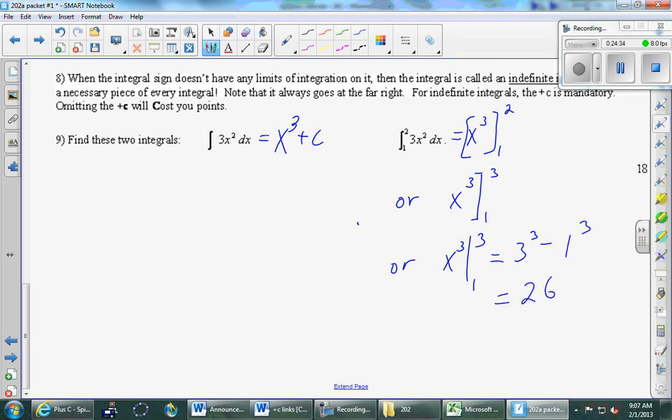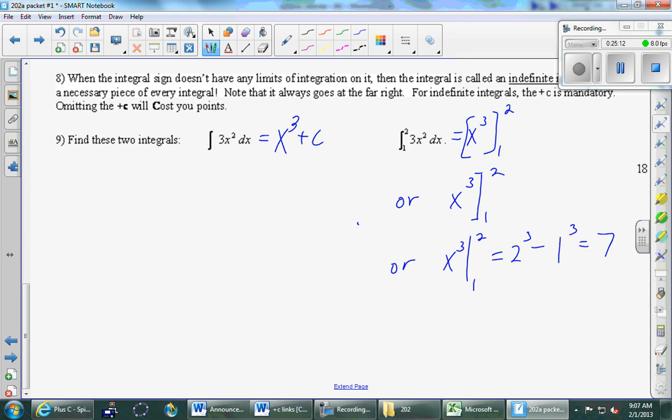26. What did I do wrong? Oh, where did we go from 1 to 3? Thank you. Okay, 1 to 2. 2 cubed minus 1 cubed. 7. Thanks. 7 is the final answer to that question, and I'm showing you how to write it down in a compact way. Okay, and then just highlighting the big difference between these two integrals that look almost identical.